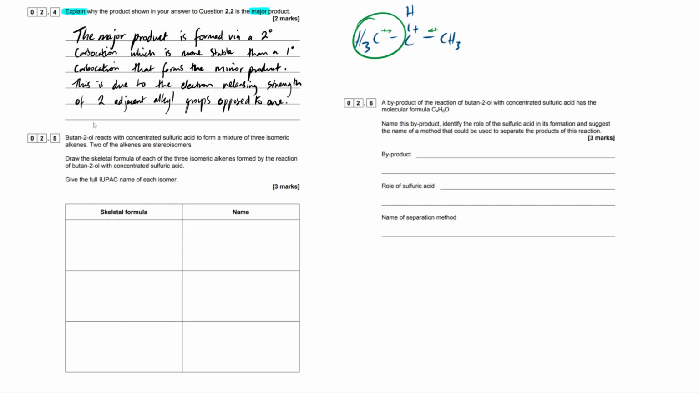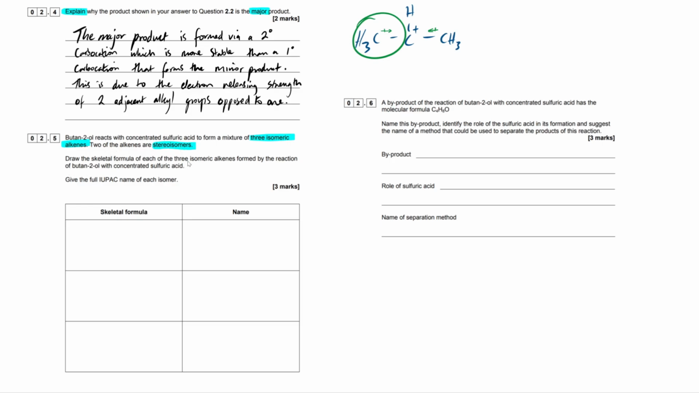Okay, 2.5 guys. Butan-2-ol reacts with concentrated sulfuric acid to form a mixture of 3 isomeric alkenes. 2 of the alkenes are stereoisomers. So we've got 3 isomeric alkenes, 2 of them stereoisomers. If one of them's a stereoisomer, the other one has to be structural. That's essentially how it works here.